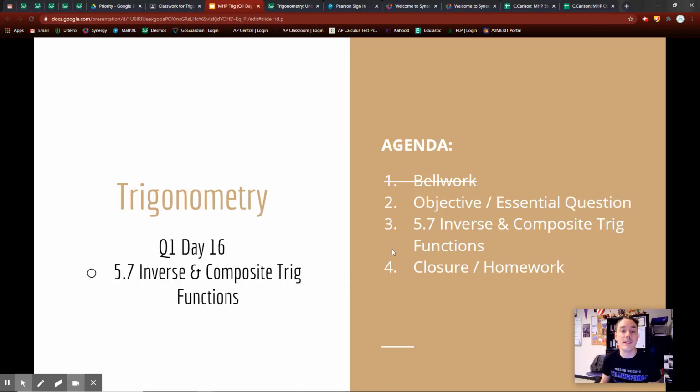Two more lessons: 5.7, inverse and composite trig functions, and then 5.8, applications of trig functions. That's all we're going to do, and then we're going to review for the rest of the time. So, no bell work, just 5.7.